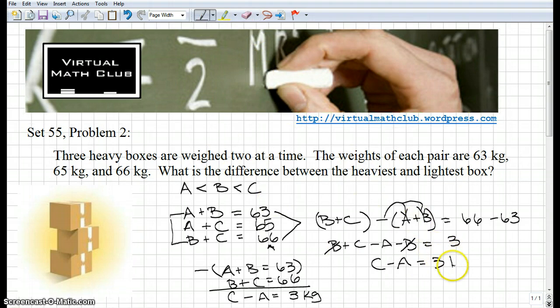Alright? So that wasn't too hard. Just a matter of figuring out how to solve these equations. And once you've got that, subtract them so we can get rid of B, and then we end up with the difference between the lightest and the heaviest is 3 kilograms.